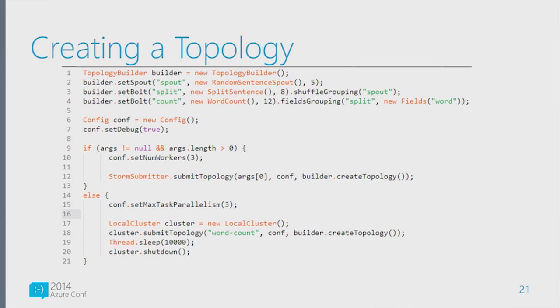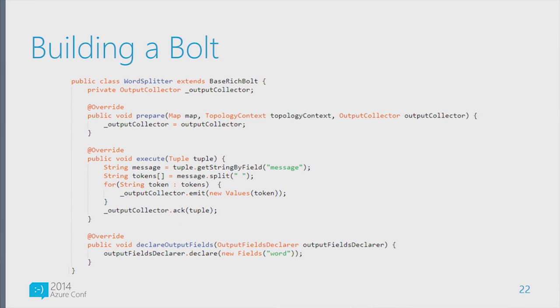Even though this is word count, there are much more incredible things that you can do with Storm. And as you can see, to submit this topology, you simply call StormSubmitter.submitTopology, and that will submit it to the cluster. Correspondingly, you can also run this locally using the LocalCluster object.